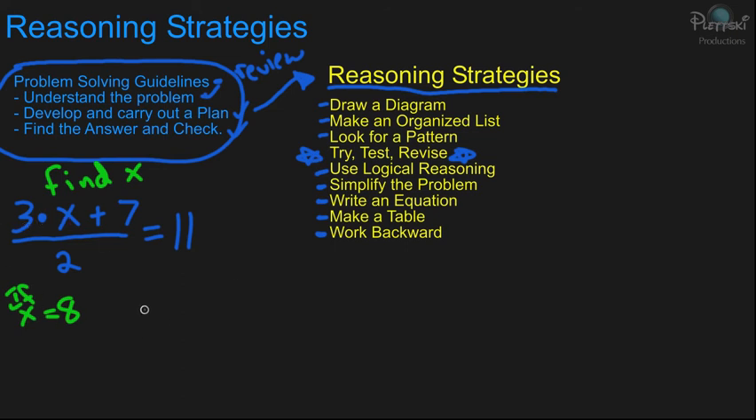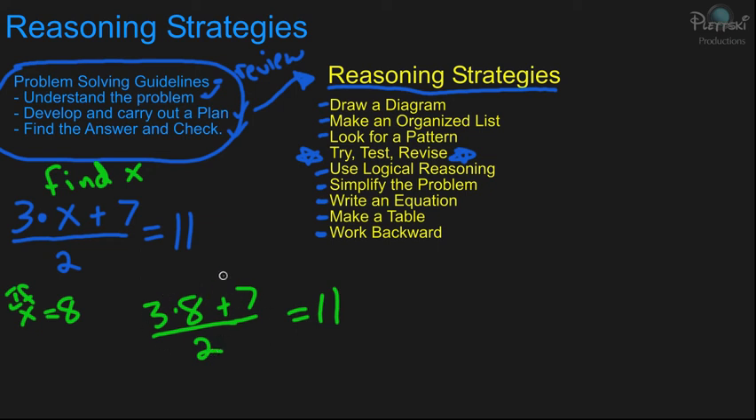So 3 times 8 plus 7 divided by 2 equals 11. So what we want to do is simplify the left side of the equation, or just simplify it in general and see if it ends up being a true statement. So if you remember with equations, if you do something to one side, you can do the exact same thing to the other. Or we can just simplify one side of the equation.